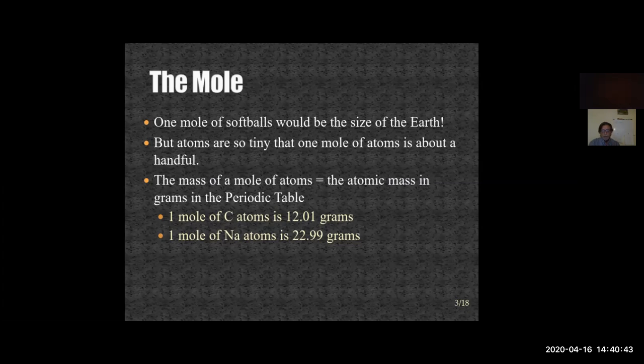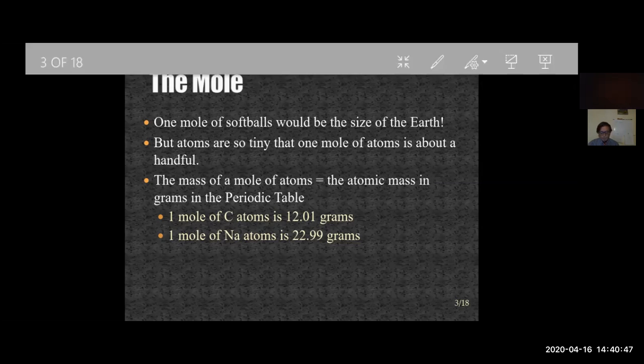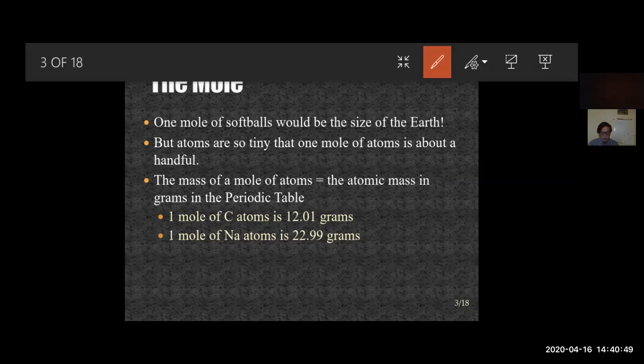If you look at the periodic table, you'll see that the atomic weight of carbon is 12.01 grams. Now, all those atomic weights have a unit, and the unit is grams per mole, okay? That means that if I were to weigh out 12.01 grams of carbon, I would have exactly 1 mole of carbon atoms, or 6.02 times 10 to the 23rd.